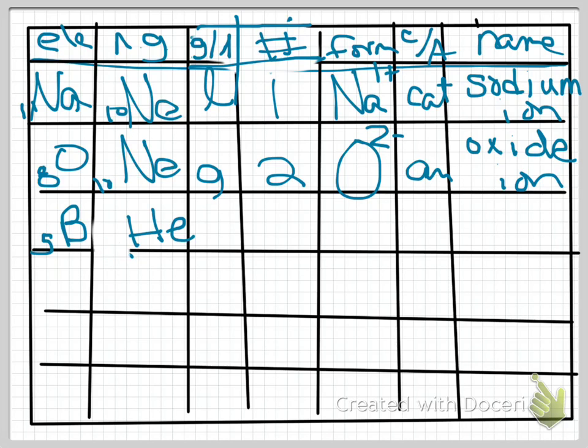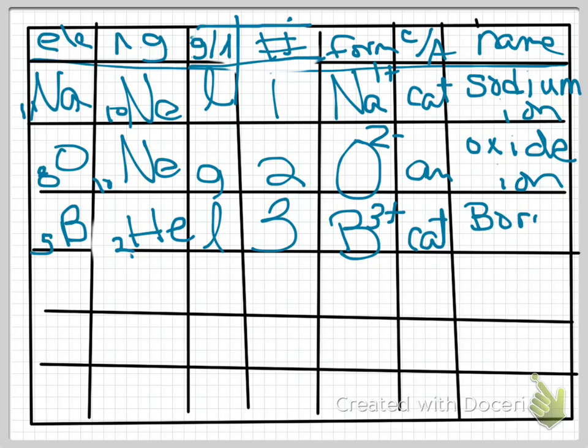to number 5 boron. And what does boron need to do to get to be like helium? It needs to lose how many? 3. So what is boron's charge going to be? It's going to be boron, and it's going to have a positive 3 charge like that. We're just going to make it a cation, and if it's a cation, it gets to keep its name. So it's going to be boron ion. So make sure you get that, okay?